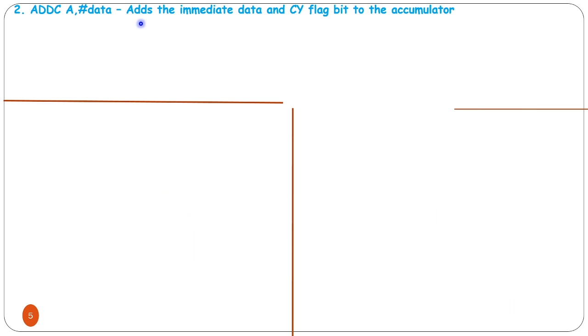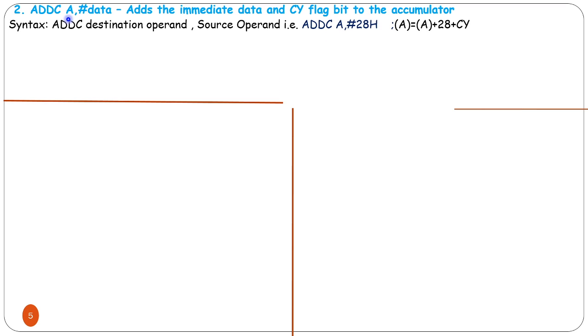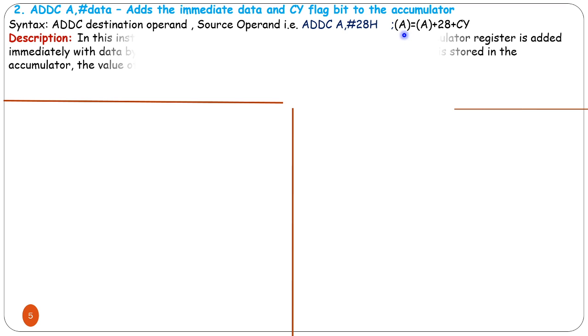Let us see the next instruction: ADDC A, #data. Immediate addition of data and carry flag to the accumulator. The content of carry flag and the immediate data are added to the accumulator. It has the syntax ADDC destination operand, source operand. ADDC A, #28H: 28H is the immediate data added to the accumulator register plus the carry flag, and the result is stored in the accumulator register.